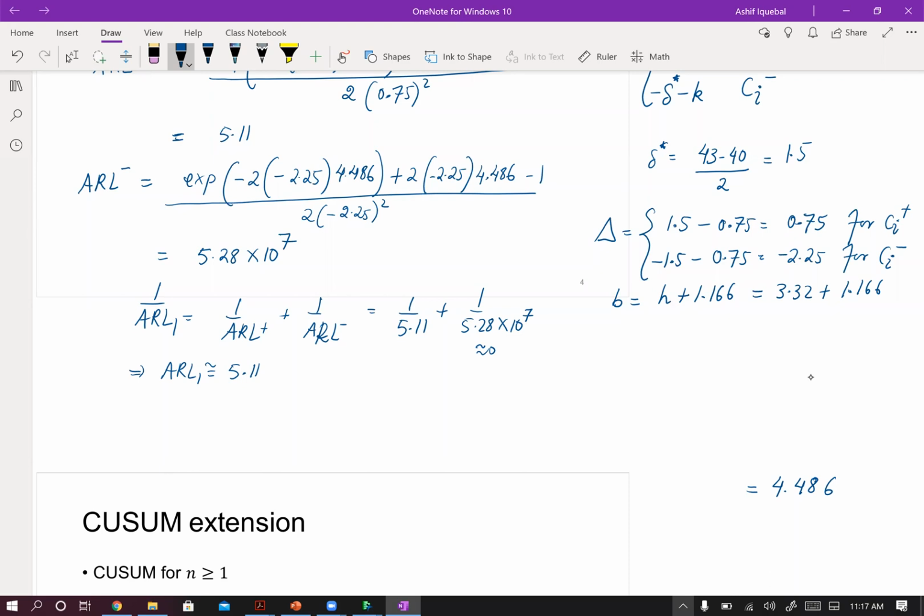So this means that if we want to detect a change from mu0 equals 40 to mu1 equals 43 using a CUSUM chart, ARL1 will be approximately equal to 5.11.